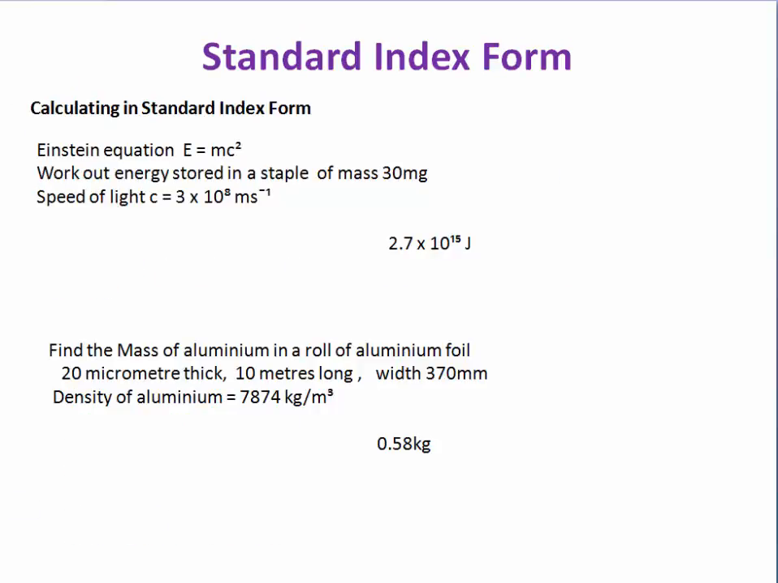Here I've given a question in words, and we're using quite large numbers, so we use standard index form. Remember to convert this mass into grams, okay? And in this question, remember to convert this into meters. Okay, so that becomes 20 times 10 to the minus 6. 10 meters stays as 10, so that'll be 20. The volume will be 20 times 10 to the minus 6 multiplied by 10 multiplied by the width. Remember to convert this into meters.